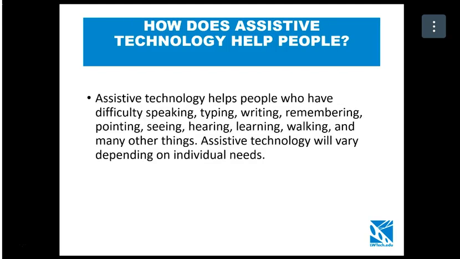Assistive technology helps people who have difficulty speaking, typing, writing, remembering, pointing, seeing, hearing, learning, walking, and many other things. Assistive technology will vary depending on individual needs.